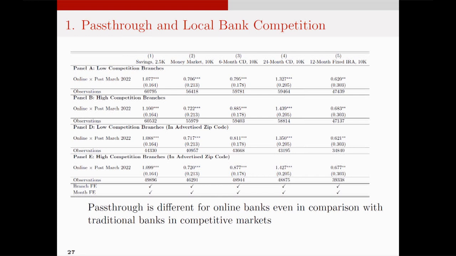I am comparing my online banks with banks that are operating in low competition areas versus high competition areas. And you might argue that where online banks operate is not very clear, right? For that, we look at their advertising efforts, where they advertise, and pinpoint the areas where they focus, and concentrate on only those areas in panels D and E. Most probably you cannot see these results, but results are similar across every cut based on competition.